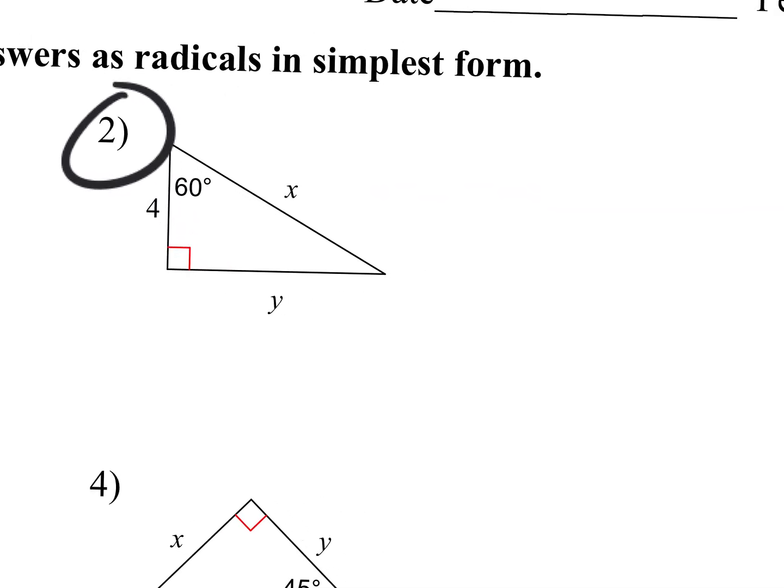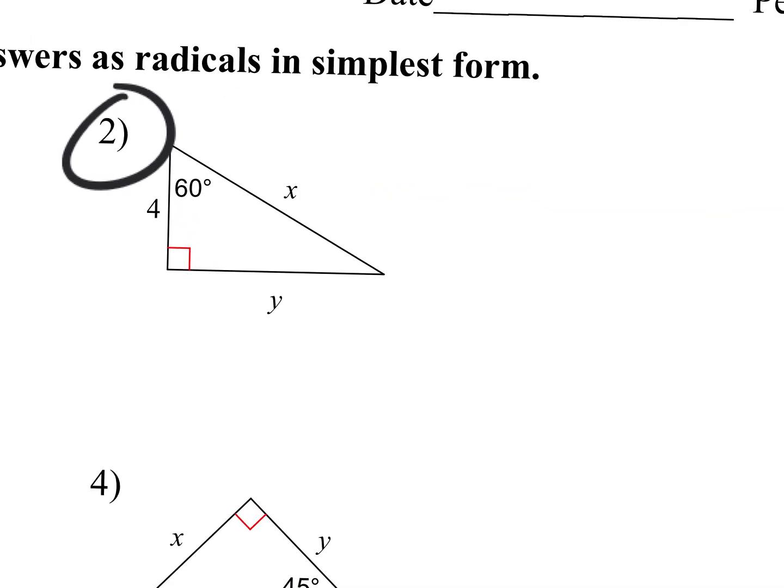So we got to find x and y on number 2. Well, you see it's a 60 degree and a 90 degree in there, so we know that's got to be a 30, 60, 90 triangle. Okay? So when you have a 30, 60, 90 triangle, remember you have two formulas you have to use. One is hypotenuse is equal to short leg times 2. And then the other one is long leg is equal to short leg times square root 3.